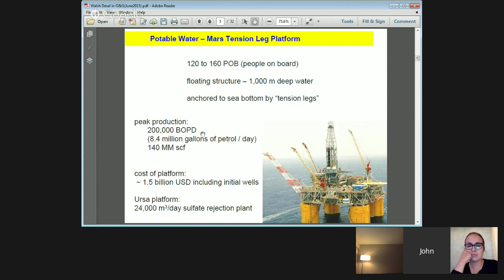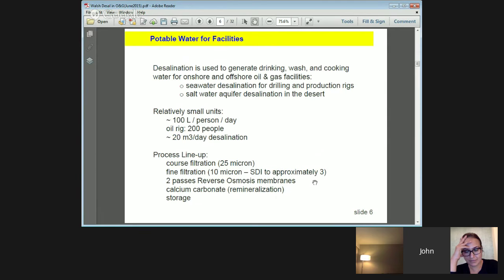At its peak, this platform produced 200,000 barrels of oil per day, which in today's $50 a barrel world would be about $10 million of revenue per day. The platform cost about $1.5 billion, so the payback was about 150 days. And a sister platform only 8 miles away is the Ursa platform, and that has a 24,000 meter cube per day sulfate rejection plant, which I'm going to talk about briefly.